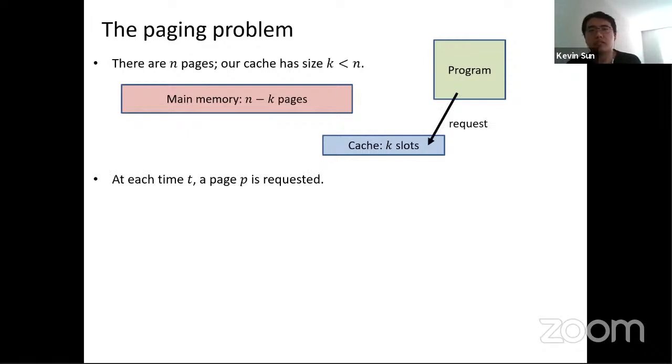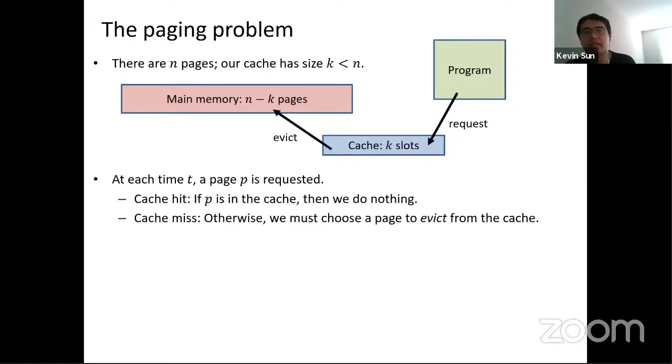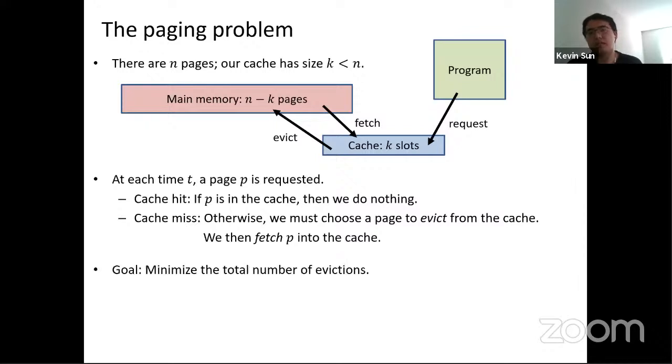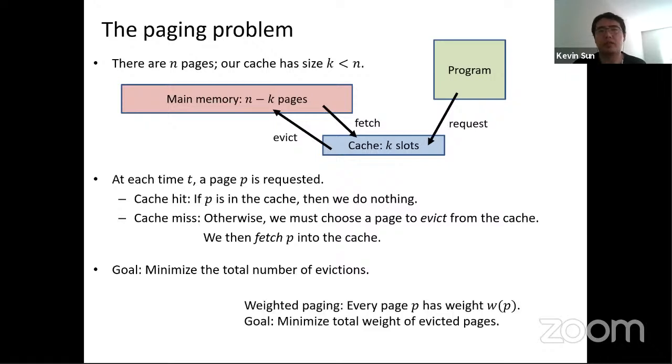It is online, so at each time t, a page p is requested. If it's in the cache, then we don't have to do anything. But if it's not in the cache, then we have to pick a page in the cache to evict. We then have to fetch the requested page into the cache. The goal is to minimize the total number of evictions. In the weighted version of the problem, every page p has a weight, and the goal is to minimize the total weight of evicted pages.